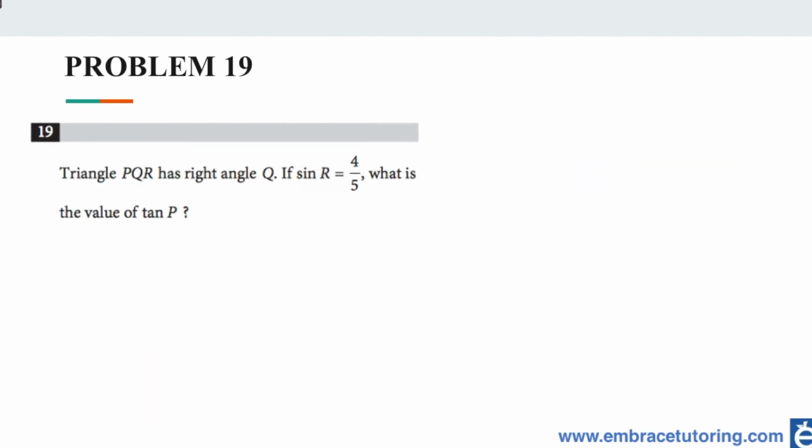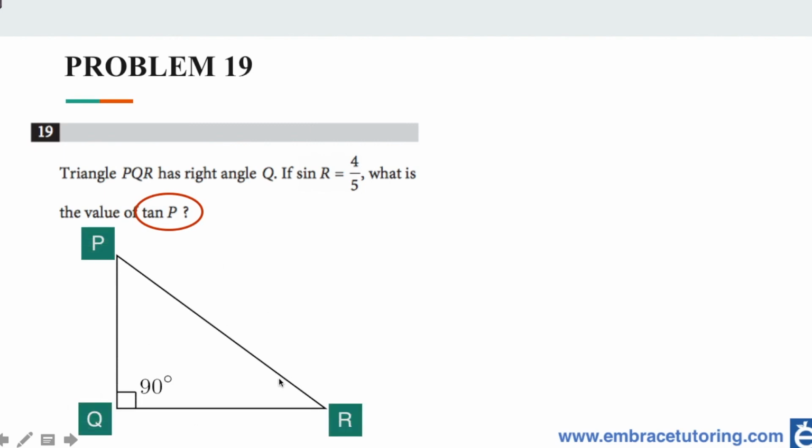Problem 19 states, a triangle PQR has a right angle at Q. If sine of R equals 4/5, what is the value of tan of P? Now, the moment that you see triangle PQR has a right angle, you want to mentally or even quickly write down what a right triangle is. Your right angle is always representative of 90 degrees. Here you have triangle PQR. So here's P, here's Q, here's R. Notice my 90 degrees is lined up with angle Q.